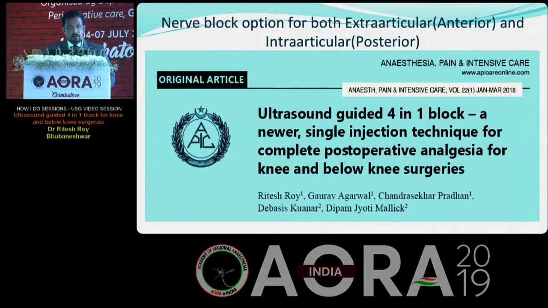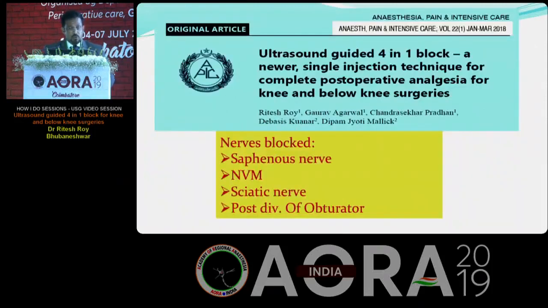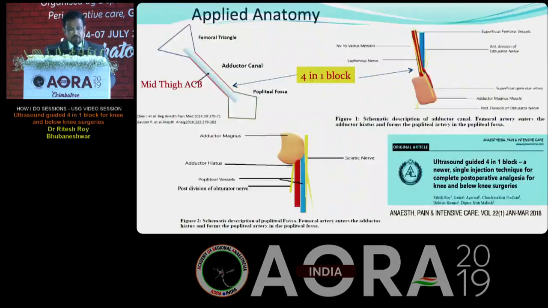Can we block both the intra-articular and extra-articular nerves with a single injection? Yes, the ultrasound guided 4-in-1 block, which we published in January 2018. And what are the nerves which we are blocking? The saphenous nerve, the nerve to vastus medialis, the sciatic nerve, and the posterior division of obturator. And this is applied anatomy. The classical adductor canal block we give in the mid-thigh, but for 4-in-1 we go almost further down.